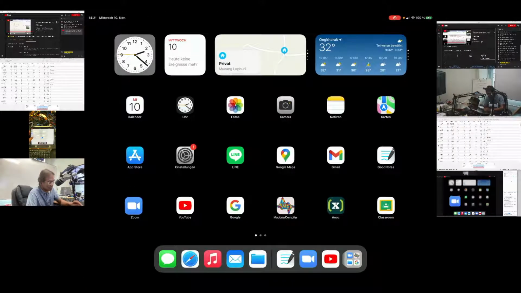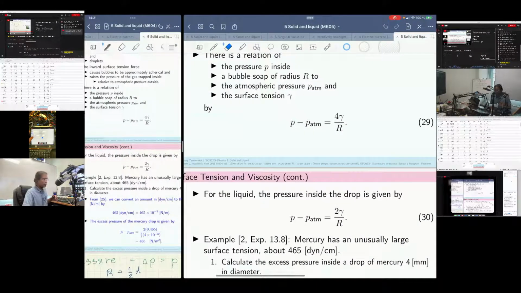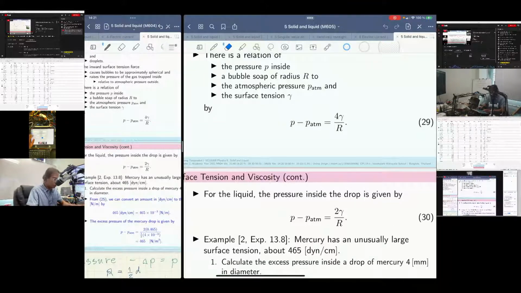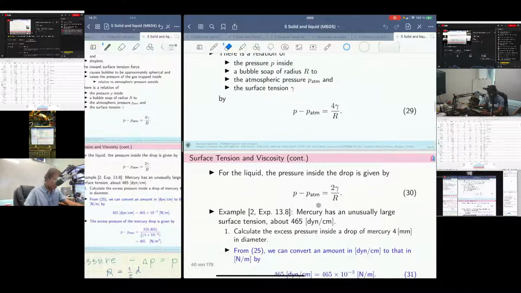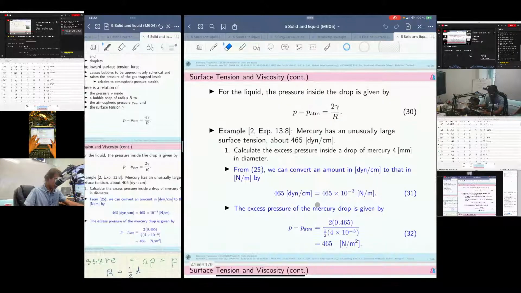All right, let's go ahead with our route in solid and fluid. Yeah, welcome you again, M605, to SCI 33206, which is physics number 5 on the second semester for you, right? Before you leave the school.